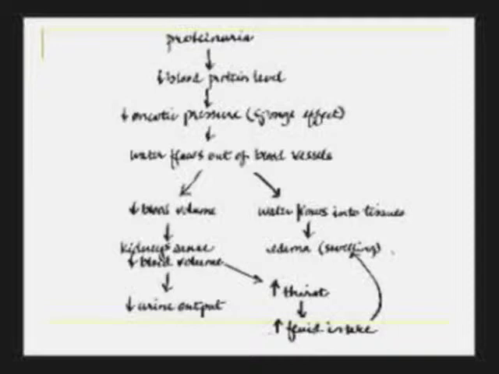So what starts out is protein in the urine, protein and then urea means in the urine, which then decreases the blood protein level, which then leads to a decrease in the oncotic pressure in the blood vessels. And oncotic pressure is a property of the small proteins like albumin.